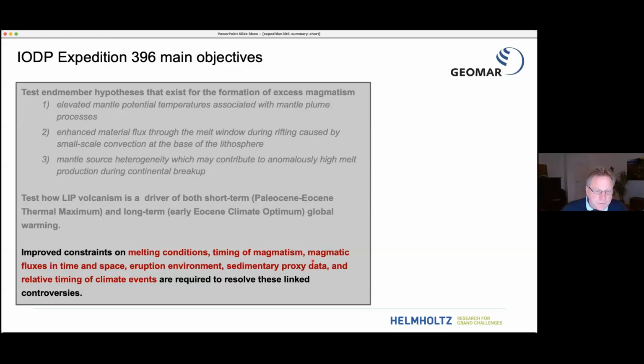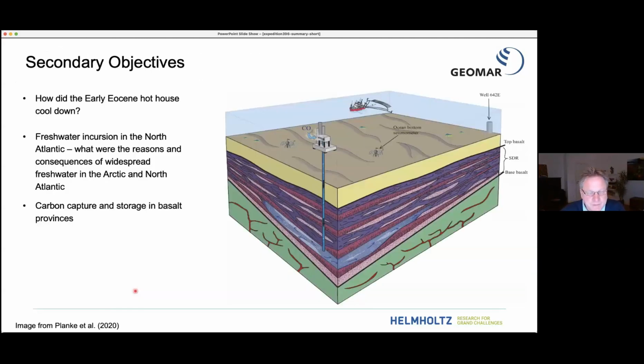And then sedimentary proxy data for the temperature evolution and the environment during the time of the carbon injections and how this relates to the climate events. We also had a couple of secondary objectives, which I'm not going to go into detail on. But one is the early Eocene hothouse: what happened to all the carbon, and how did the climate cool down again? And also the option of storing CO2 in the future in these big basalt provinces, in terms of carbon capture and storage.